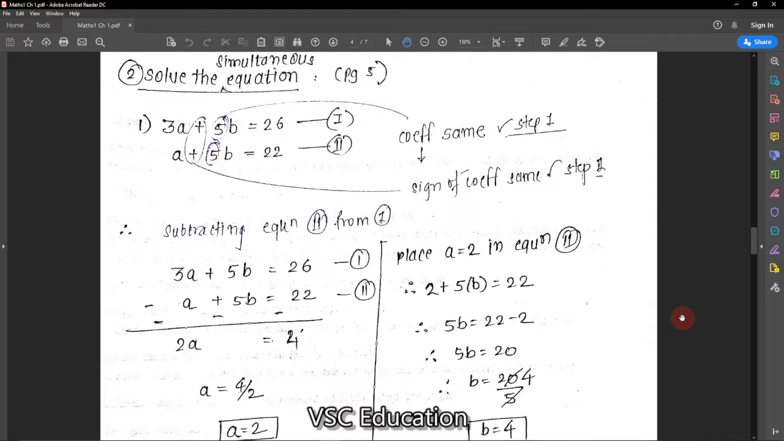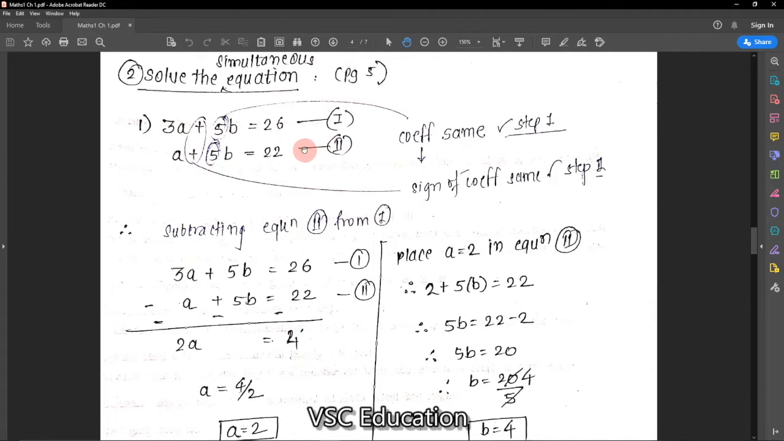In the second, the first equation is 3a plus 5b is equal to 26. Again same thing, you write one below the other: a plus 5b is equal to 22. So 3a plus 5b is equal to 26 is your first equation, and a plus 5b is equal to 22 is your second equation.